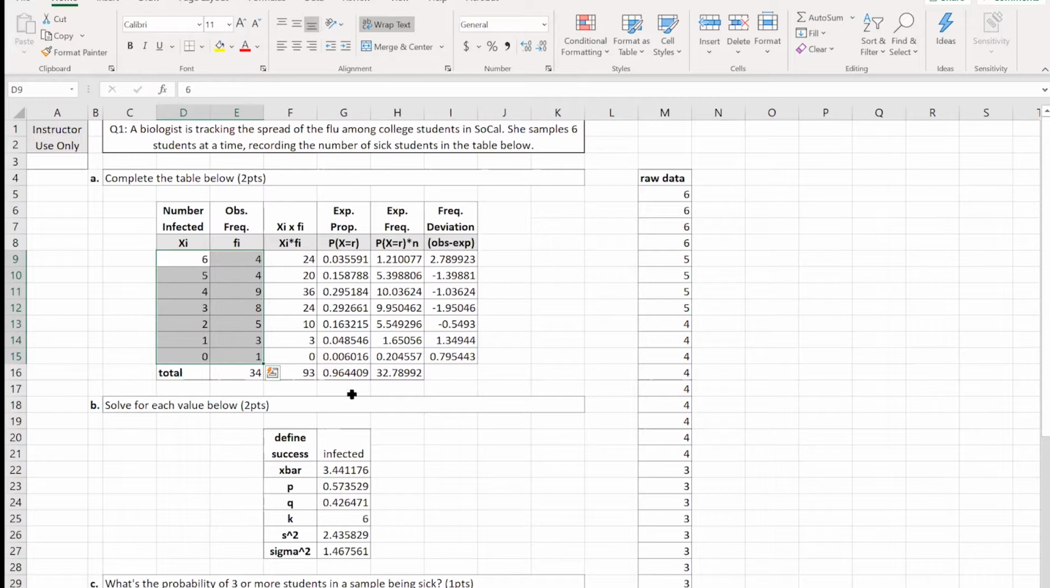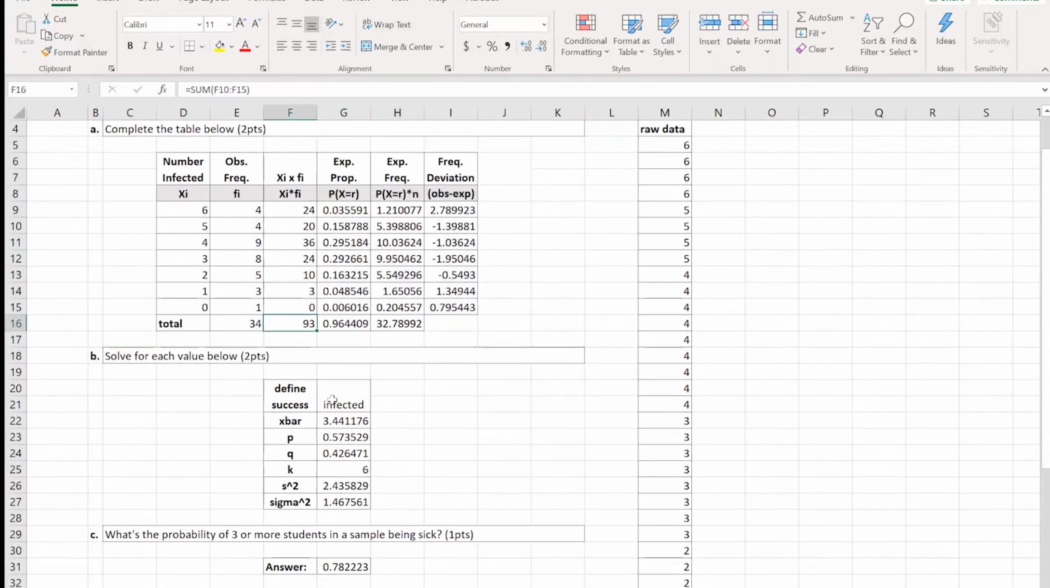The next step would be to calculate the total and fill in the rest of the table. You can't actually fill in this portion of the table until you do part B, so you could get as far as this XI, FI column. In this case, I defined a success as an infected student. You could have done uninfected, that's fine, but you would have to switch these P's and Q's.